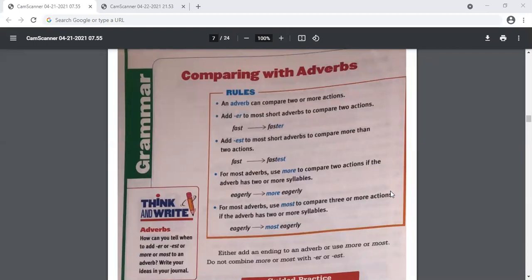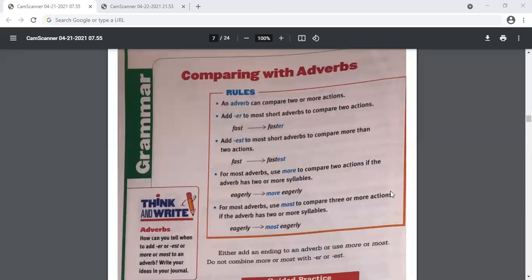But for most adverbs, we use more to compare two actions if the adverb has two or more syllables. So remember how we discussed that many adverbs end in ly, so any adverb that ends in ly, we must use more or most. So here eagerly becomes more eagerly, and we use most to compare three or more actions if the adverb has two or more syllables. So eagerly becomes most eagerly, either more or most depending on how many actions are being compared in the sentence.